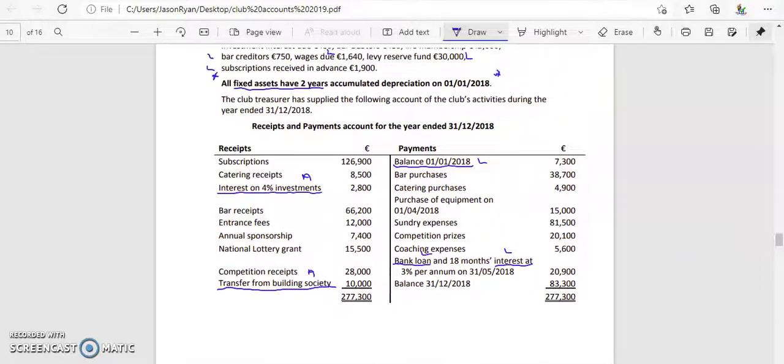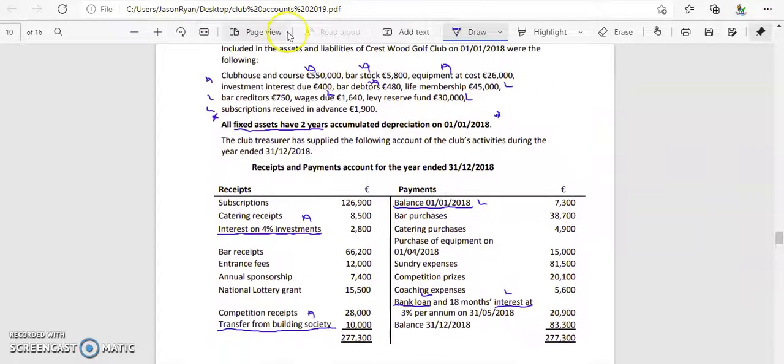Then we're going to have our cost of sales. Our cost of sales is going to be our opening stock. I'm going to see, do we have any bar opening stock at the start? We've got bar stock, 5,800. Then we're going to add on our purchases. Exact same thing with our purchases. Do we have any creditors owed at the start of the year or any creditors at the end of the year? We got bar creditors at the start of the year of 750. So that's from the previous period, so we owed 750 from the previous period. That's going to reduce our bar purchases.